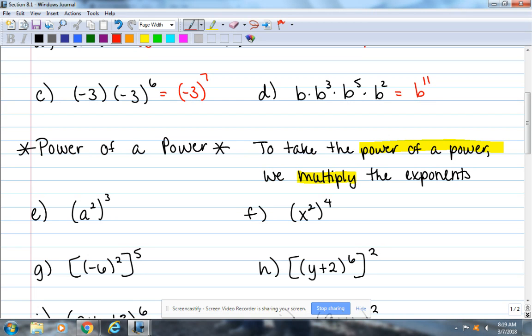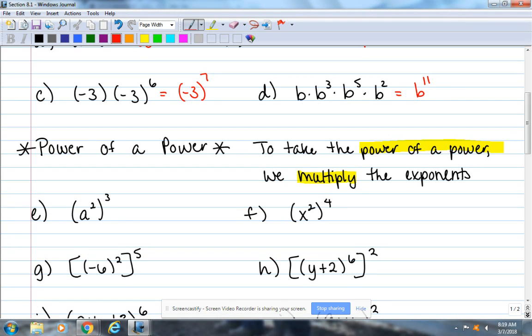And so this says to take the power of a power, you multiply the exponents. So if we have something that already has an exponent, then we raise it to another power, we multiply the two powers. So if they multiply, we add the exponents if they have the same base. And if we take a power of a power, we multiply. Multiply, you add. Power of power, you multiply.